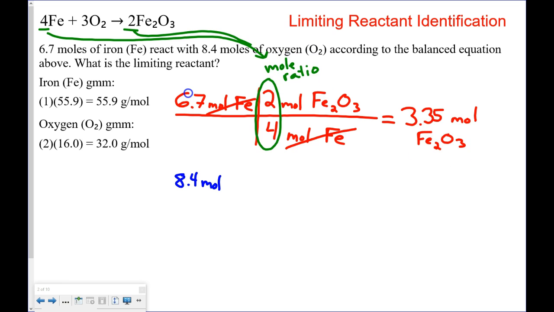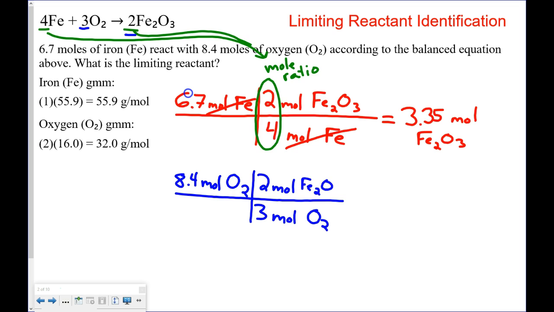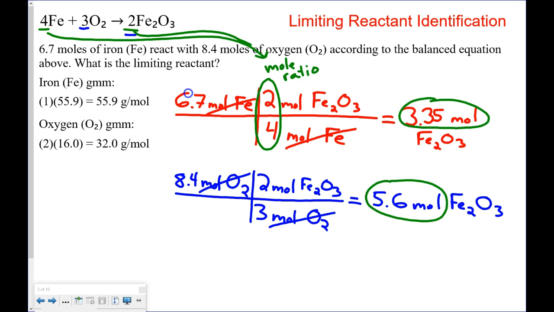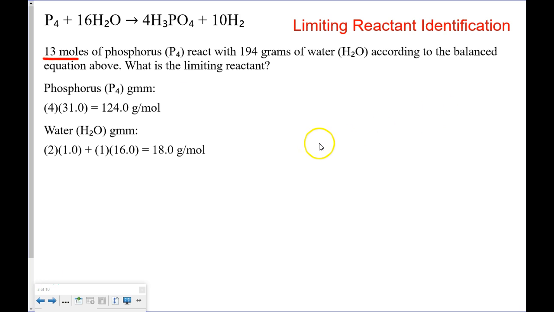Let's compare that to what I'm going to get with oxygen, where I have 8.4 moles of it. So I'm going to use the ratio of 3 to 2 in this case here, cancel out my moles of oxygen, and what I'm going to be left with is just moles of iron oxide, and let's compare. This one, 5.6 moles of iron oxide. So looking at these two, the iron is the one that makes less, iron is the one that runs out first, so that would mean that the oxygen is going to be my excess reactant, whereas the iron is going to be my limiting reactant, just by looking at what they produce.